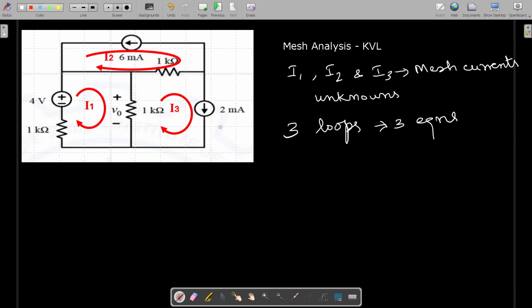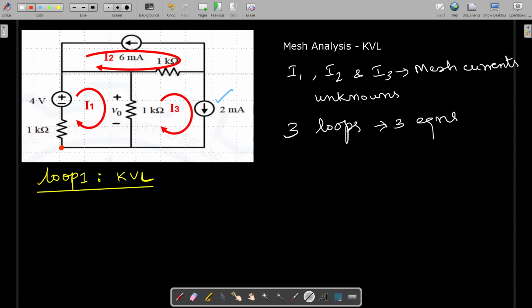But as we have two current sources, 2 milliamps and 6 milliamps, located in the peripheral of the circuit, we need only one KVL for loop number 1 alone. The remaining two contain I values directly. So this makes the solution simple. Okay, now we move on to write the KVL for loop 1.